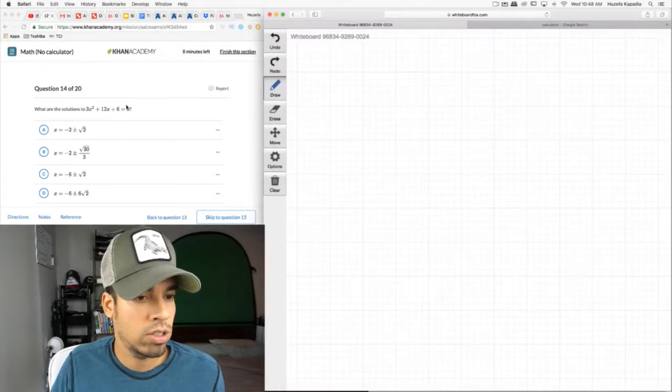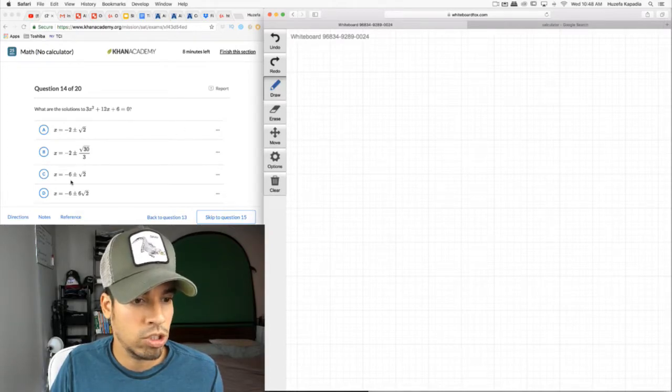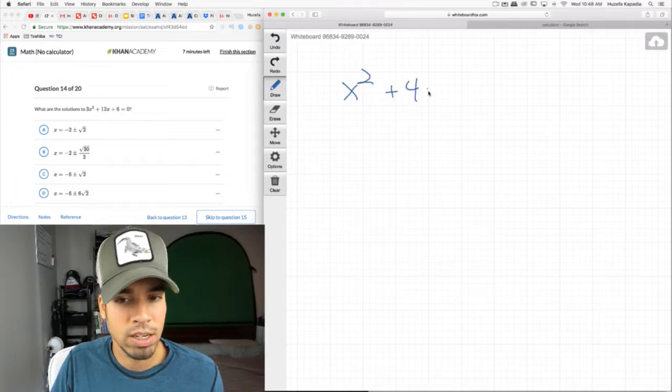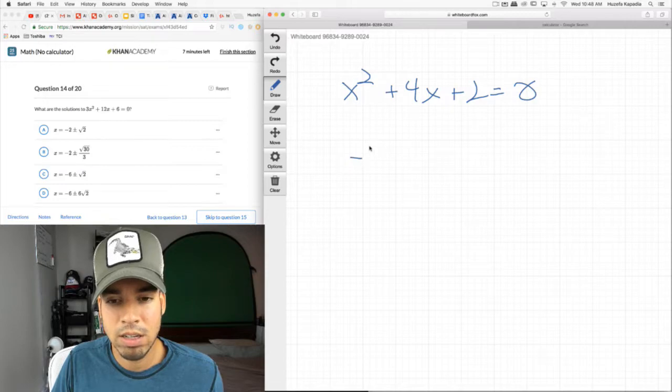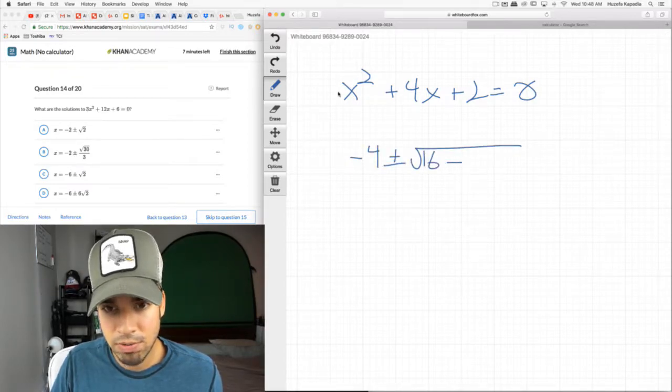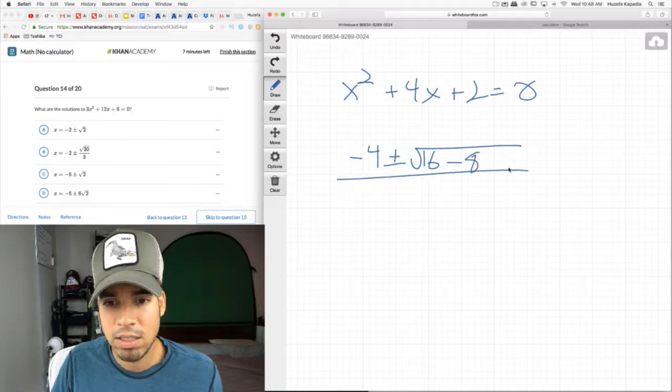Okay, next. What are the solutions to this? I'm assuming it's not factorable just because of what I'm seeing, so I'm going to go straight to the quadratic formula. First, I'm going to divide everything by 3. X squared plus 4x plus 2 equals 0. Quadratic formula is negative b, negative 4, plus or minus the square root of b squared, which is 16, minus 4ac, which is minus 8, over 2a, which is 2.